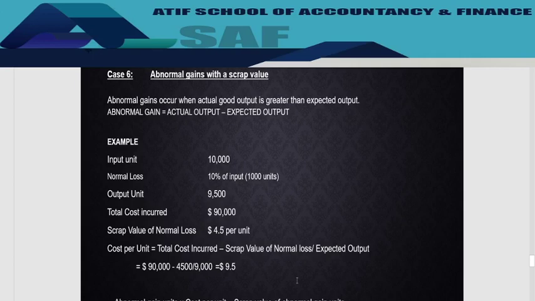Total cost incurred is $90,000, while the scrap value of normal loss is $4.5 per unit. To calculate the cost per unit, the total cost incurred would be subtracted by the scrap value of normal loss, which is 4,500 again, and then divided by the expected output. 90,000 minus $4,500 divided by 9,000 units of output gives you a unit cost of $9.5. What amount of abnormal gain would be recorded? It is abnormal gain units multiplied by cost per unit minus scrap value of abnormal gain units.